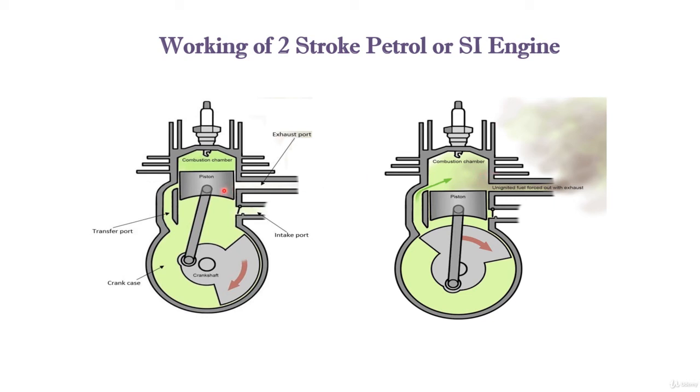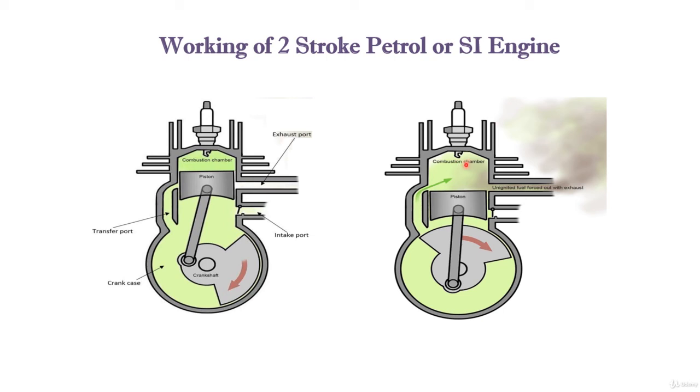So remember, there are only two steps to be carried out. First step, when the piston is moving from BDC to TDC, the inlet port gets uncovered and the fresh charge gets into the crankcase. Meanwhile, the fresh charge of the previous stroke which was present in the combustion chamber gets compressed. This is step 1.